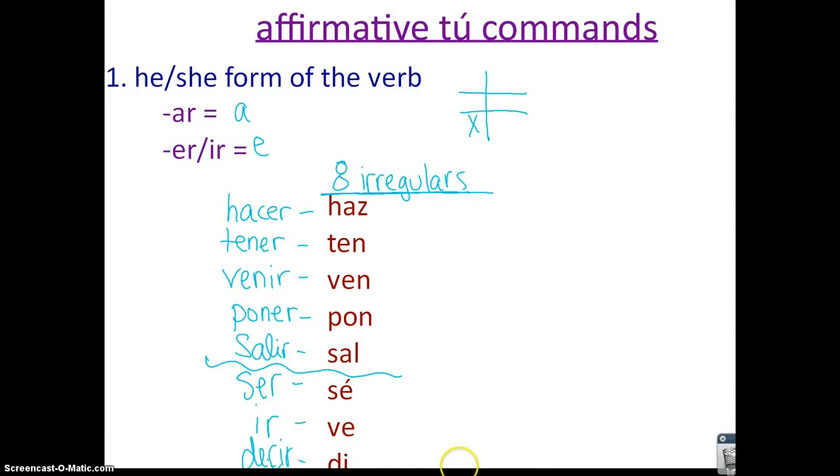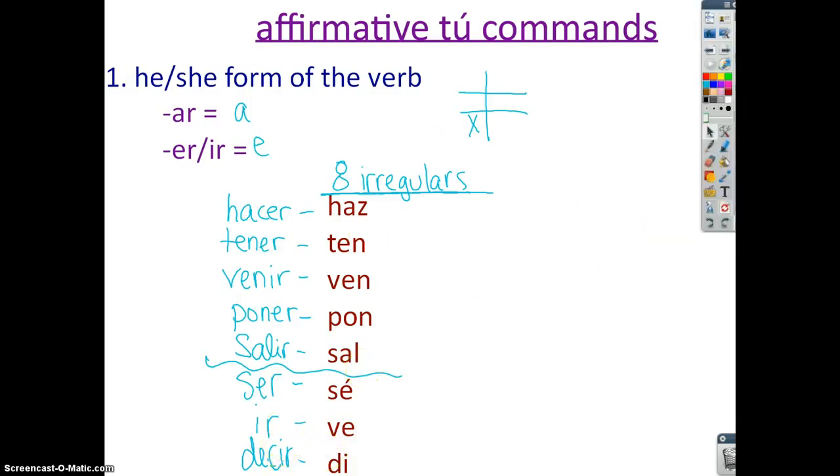I would say that they're pretty easy to decide which commands belong to which verbs, except people forget these last three. Sé is the affirmative tú command of ser, be something. Ve is the affirmative tú command of ir, go. And di is the affirmative command of decir.